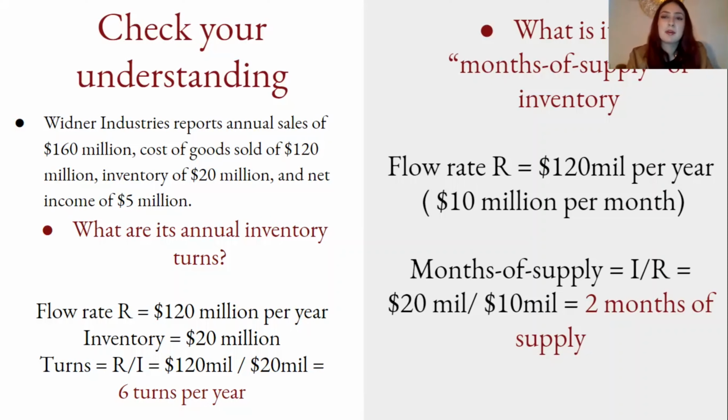So now with this example, it's asking for months of supply instead of days of supply. So first, we're going to find our flow rate, which is R, 120 million per year. And we're going to divide that 120 million into the 12 months in the year. So 120 million divided by 12, that's going to give us 10 million per month. So we're going to find months of supply by doing I divided by R, which is 20 million divided by 10 million, and that's going to give us 2 months of supply.